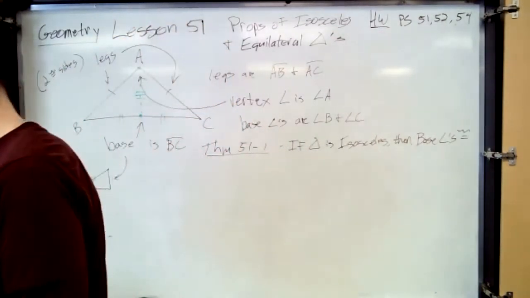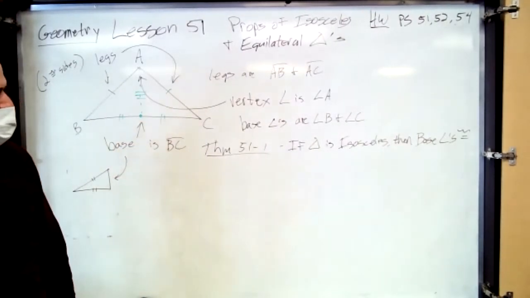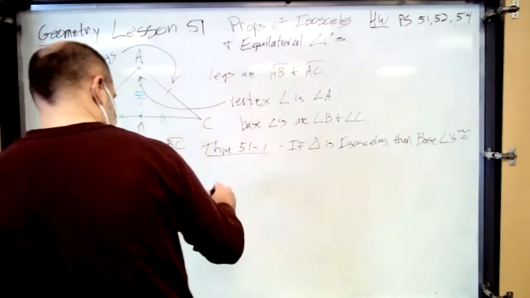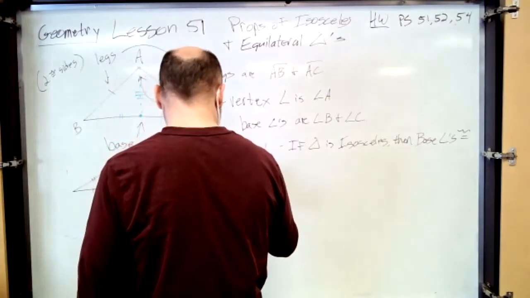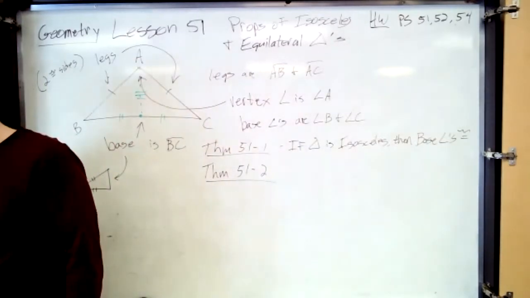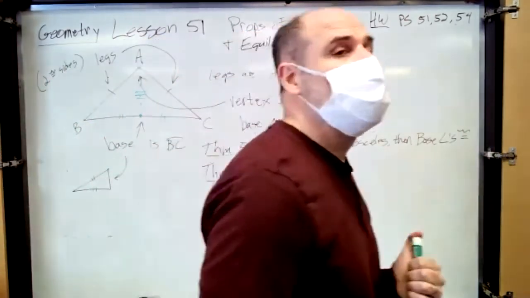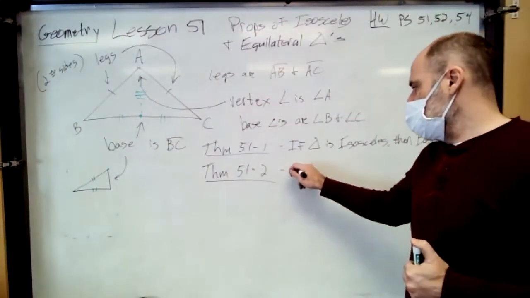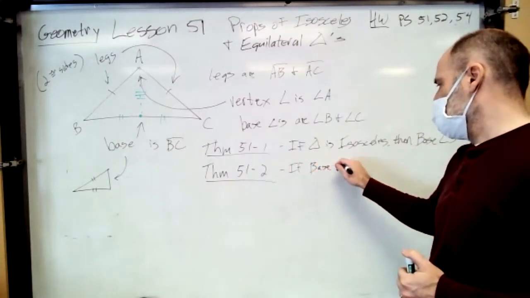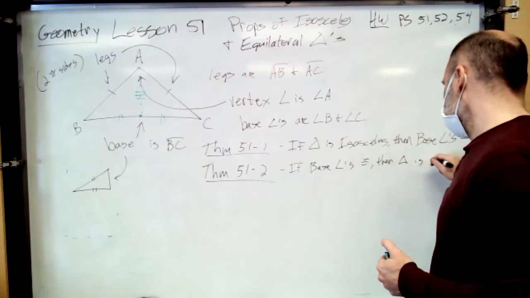So it's not an easy proof. They have to find some congruent triangles and prove it that way. Okay, theorem 51.2. This is the converse of 51.1. So what's the converse of 51.1? Base angles congruent, then isosceles. All right, and so if base angles are congruent, then the triangle is isosceles.